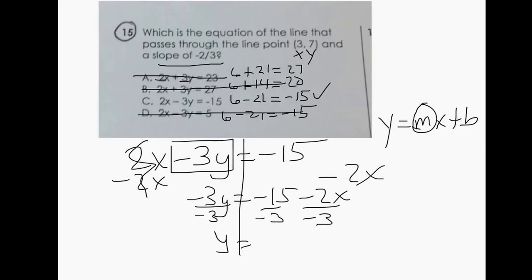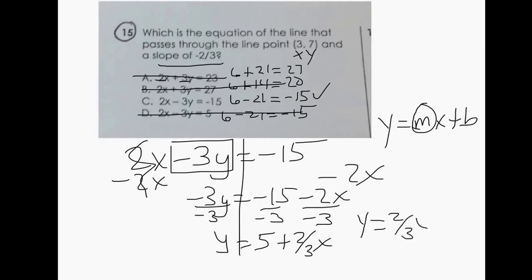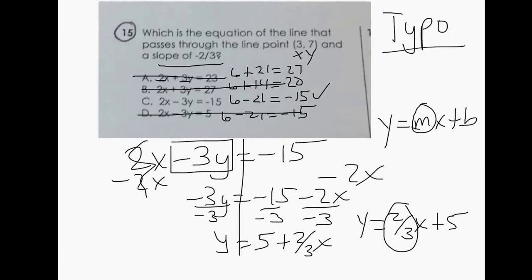Y equals that goes to positive 5 plus 2/3 x. So this becomes y equals 2/3 x plus 5. So our slope is 2/3, which means this has to have some kind of typo in it, because that should say positive 2/3. Okay, so C is the correct answer, but that's a typo. It should say positive 2/3.